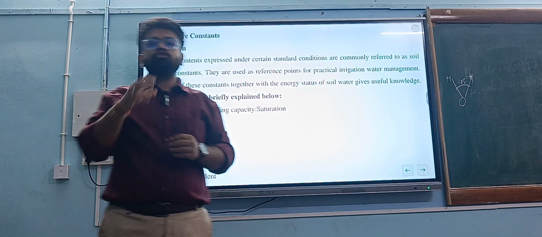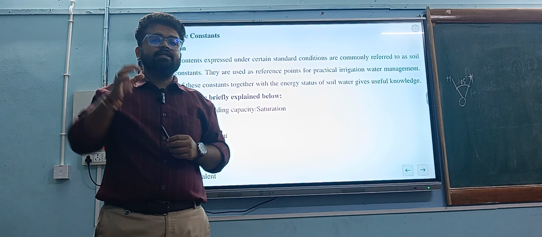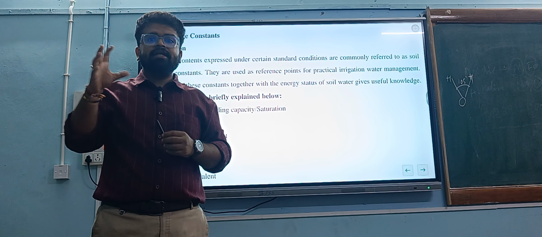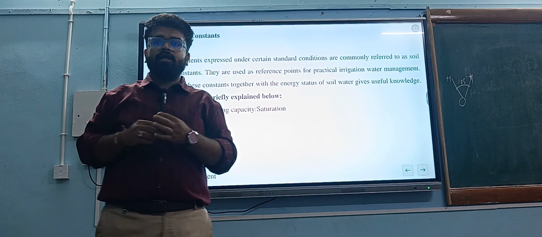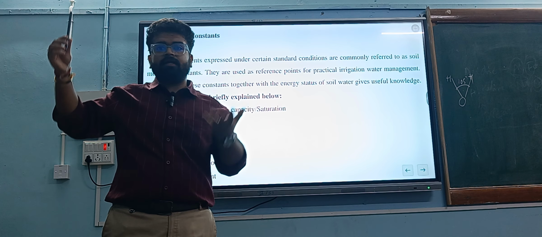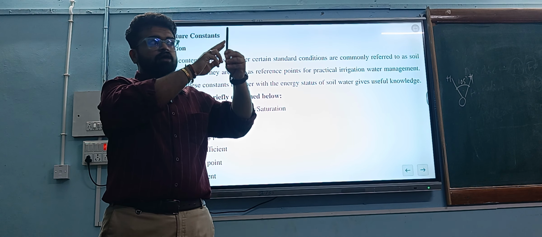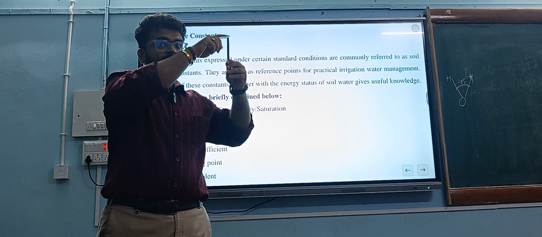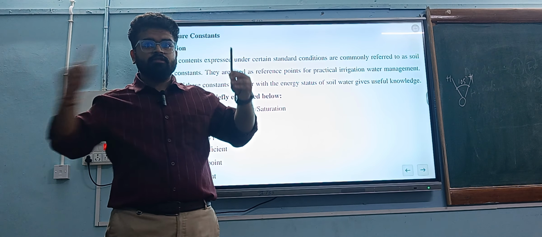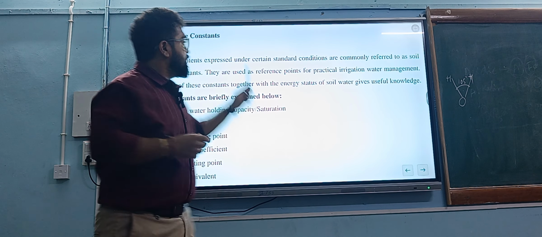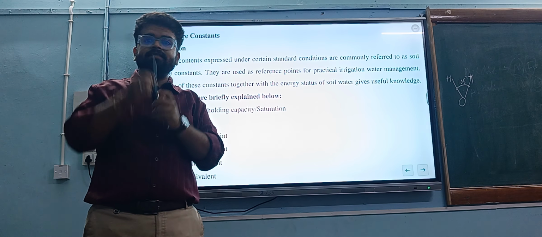When we call it a soil moisture constant, it is measured under certain standard conditions. When measured under a standard condition, it becomes a reference point, a point for comparison. For example, a topper student. Why is he a topper? Because he got the highest marks, and that acts as a reference point to compare with other students, right? In the same way, here we are using soil moisture constants. It is a standard point.